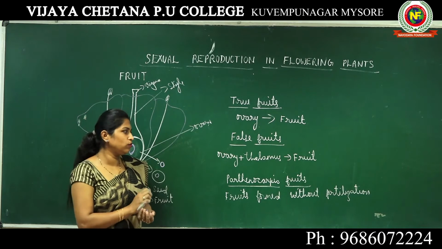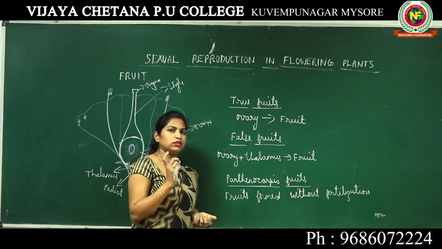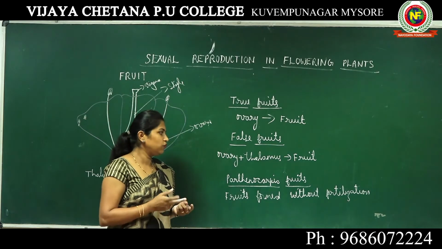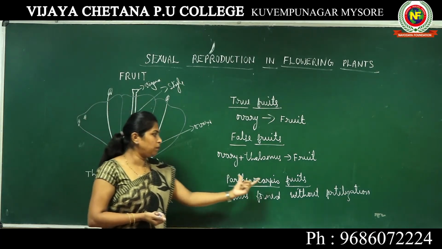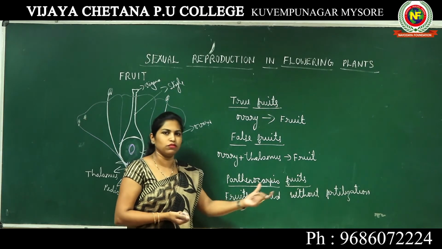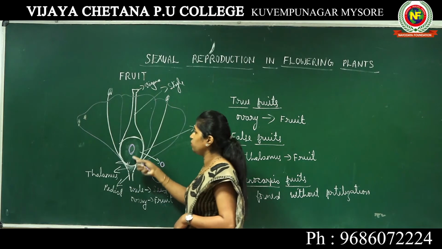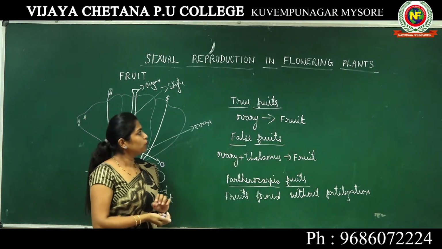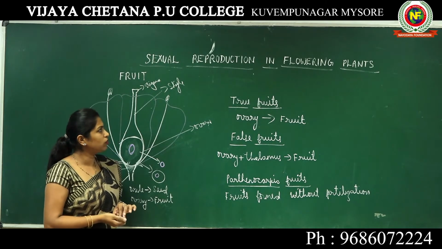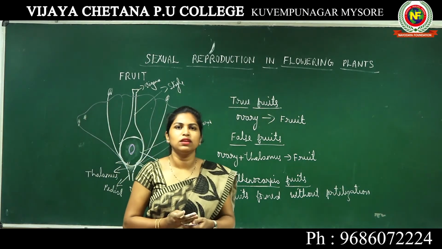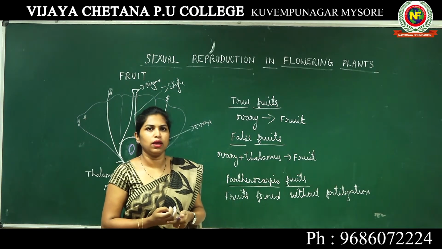Make sure you don't get confused with the terms parthenocarpic and parthenogenesis. Both are different terms. Parthenocarpic always refers to fruits or plant, because the word carpic refers to carpel, which is another name for the pistil. This is the information about fruits. Let's move on to the last topic of the chapter, which is apomixis and polyembryony.